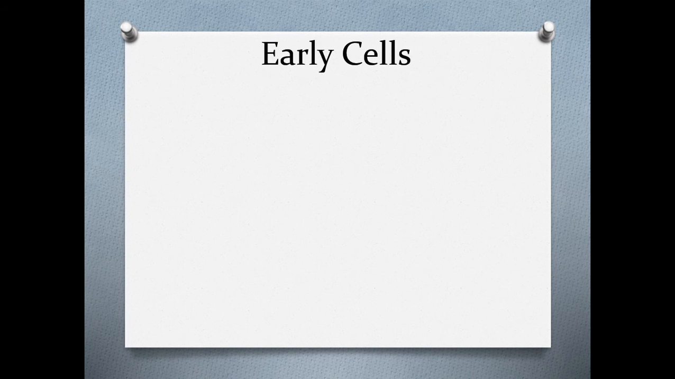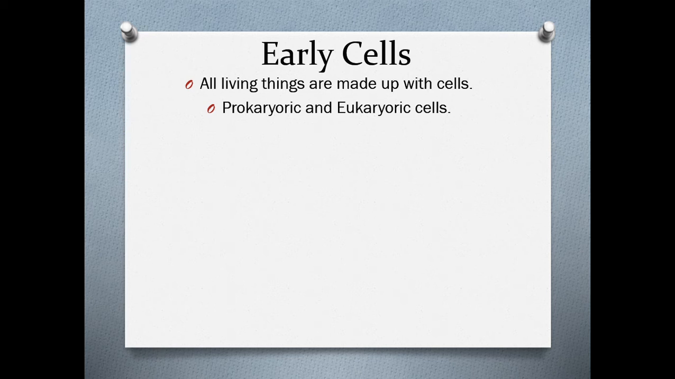Okay, let's continue. Now we're going to talk about early cells. Remember that all living things are made up of cells. If we talk about a lion, a monkey, a zebra, a plant, absolutely everything that is living is made up of cells. And we have two different types of cells. We have prokaryotic and eukaryotic cells. Do you remember what the main difference between both of them is? That's something we analyzed as well.